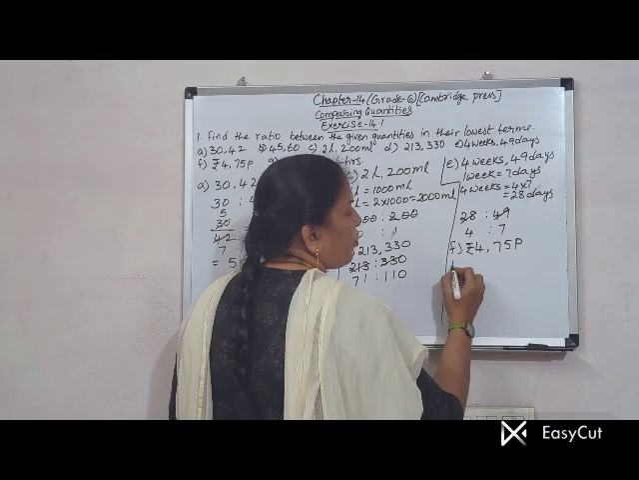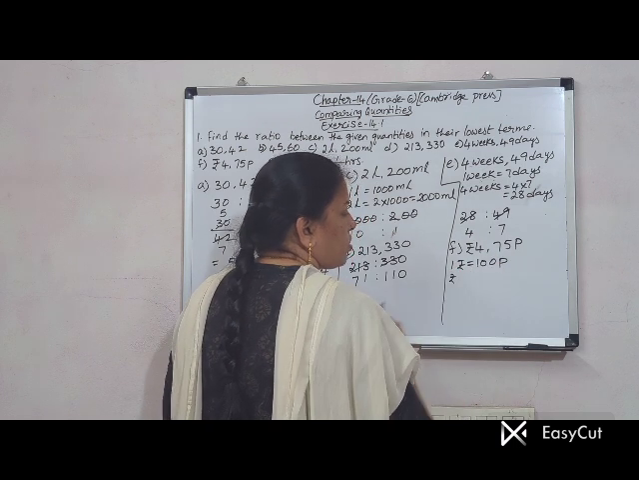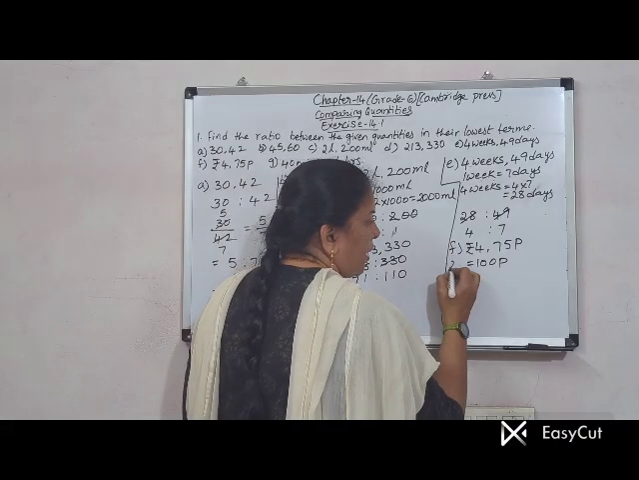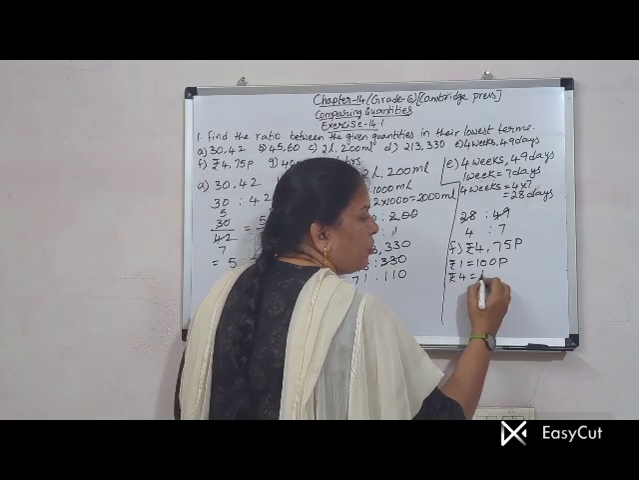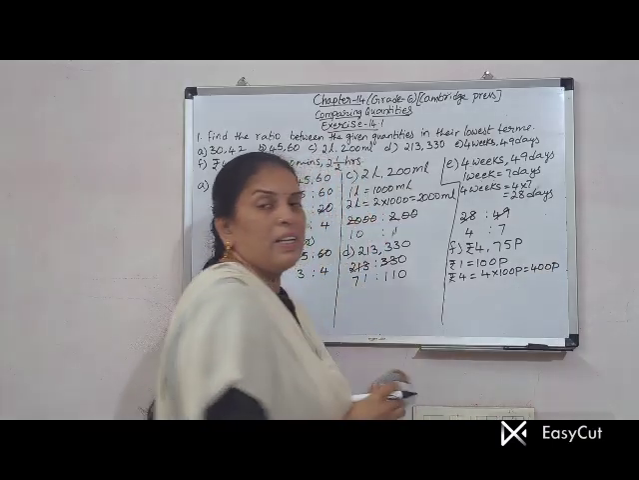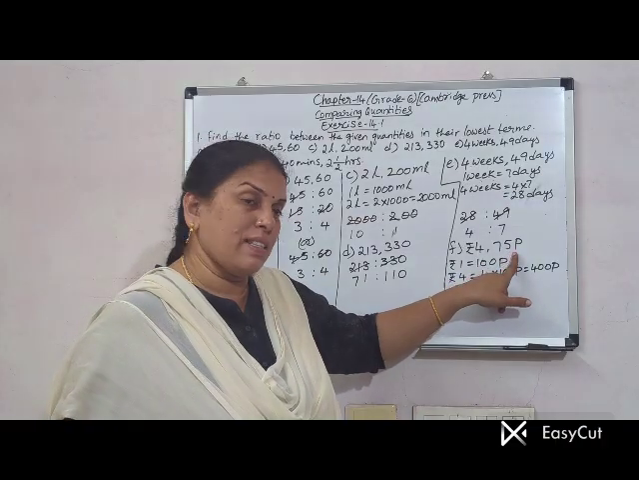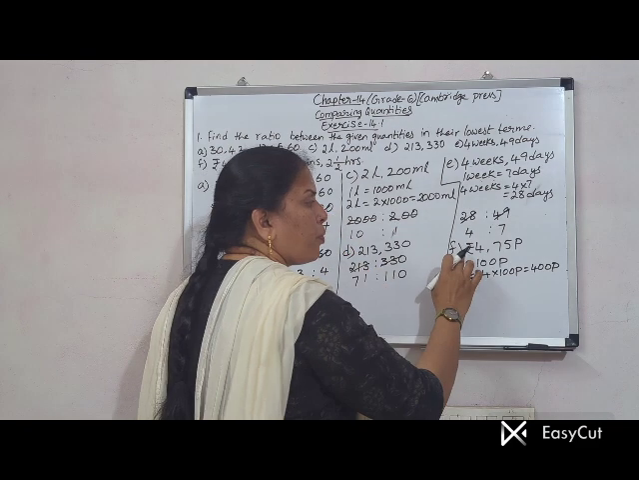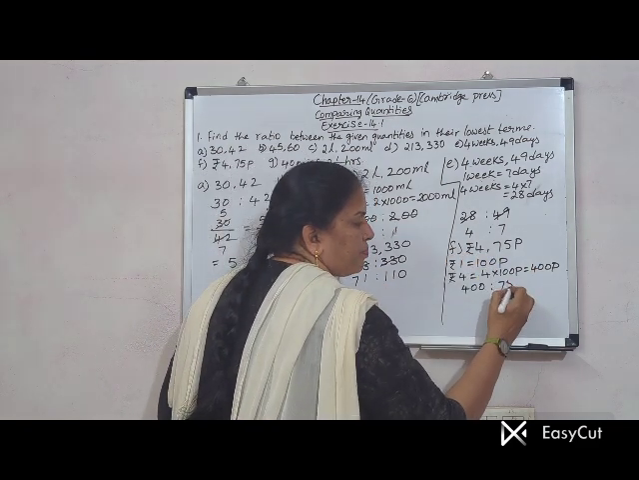Okay? 1 rupee is equal to 100 paise. While you are writing, the rupee symbol should be in front. 4 rupees is equal to 4 into 100 paise, which is equal to 400 paise. See here children, here 400 paise is there, and here also 75 paise is there. Both are in paise. So, can we divide now? Yes, we can. 400 paise is to 75.